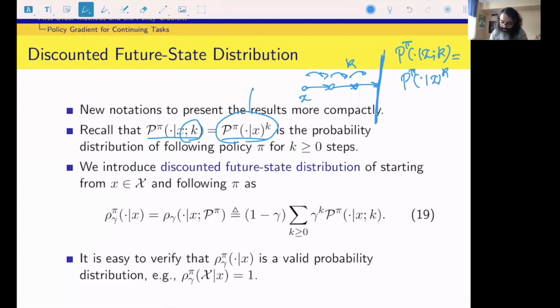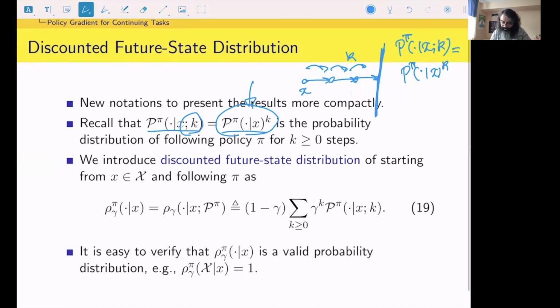And this notation also makes sense, because if we have a finite state problem, and if we write p of pi in a matrix form, which we had a few lectures ago in the value function approximation lecture, the distribution of being at some state after k steps would be exactly the same as taking the kth power of that matrix. So in matrix form, it would be the usual matrix exponentiation.